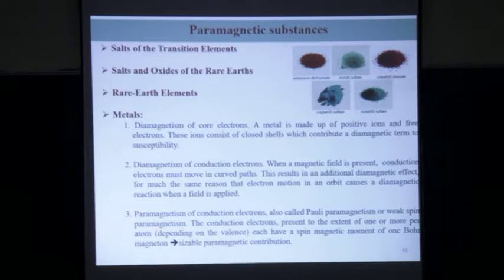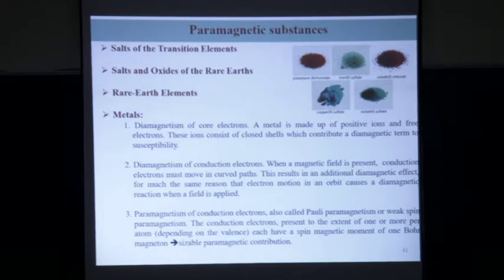Okay, so now what are paramagnetic substances? For example, salts of transition metals, salts and oxides of rare earths. Rare earth elements can be paramagnetic.